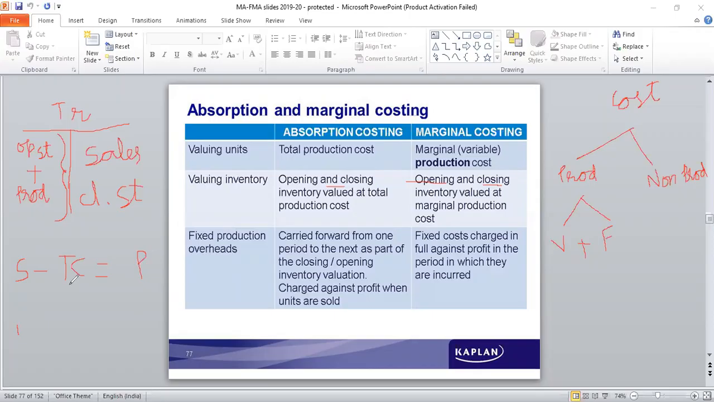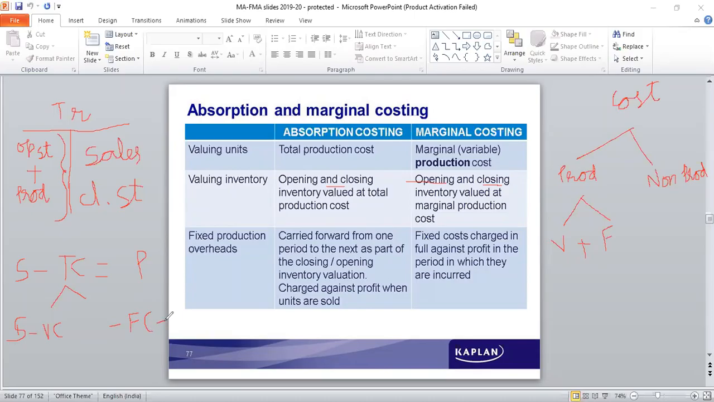So what marginal costing suggests is, before we find out the profit, this total cost has to be split into two parts, the variable and the fixed. So first the variable cost has to be deducted: sales minus variable cost. At a later point, even the fixed cost is deducted. And then we see what is the profit.